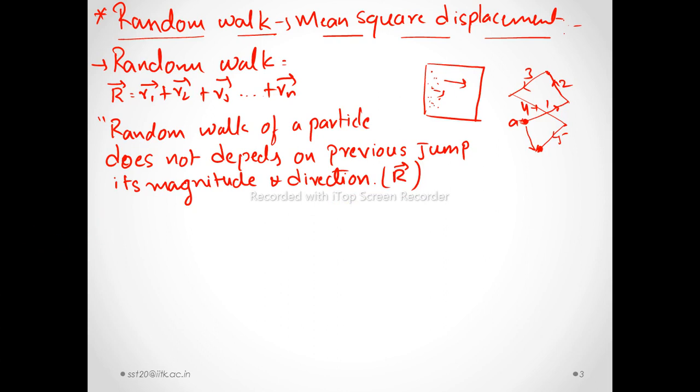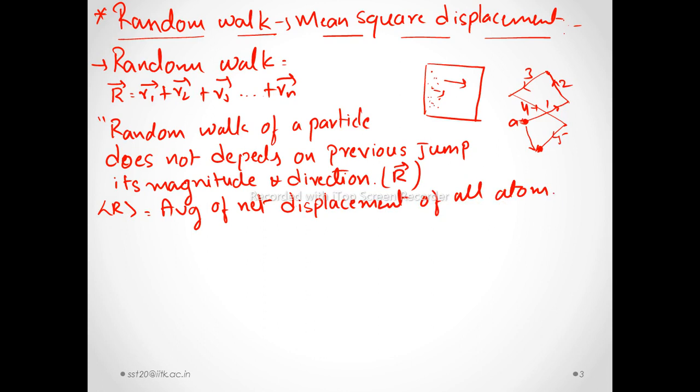We consider a large number of particles. We consider the average net displacement of all atoms. This is the displacement of an atom, and we are taking the average of those displacements. This is given by the average of net displacement of all atoms.